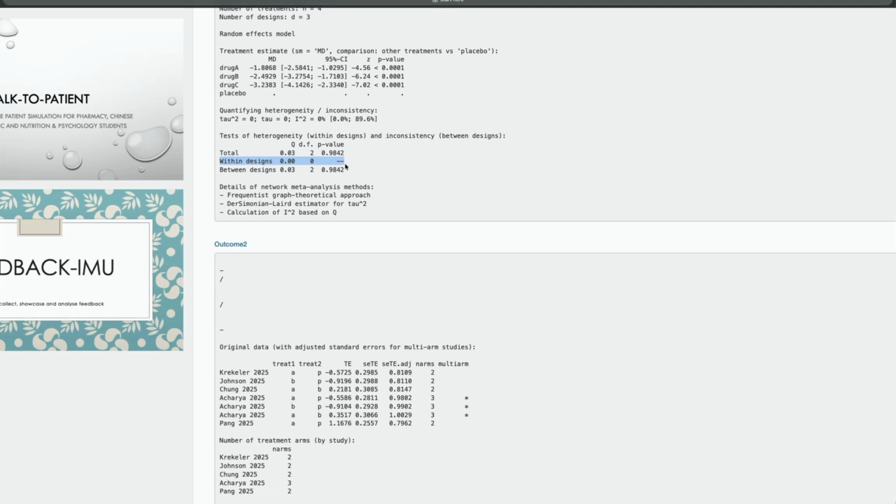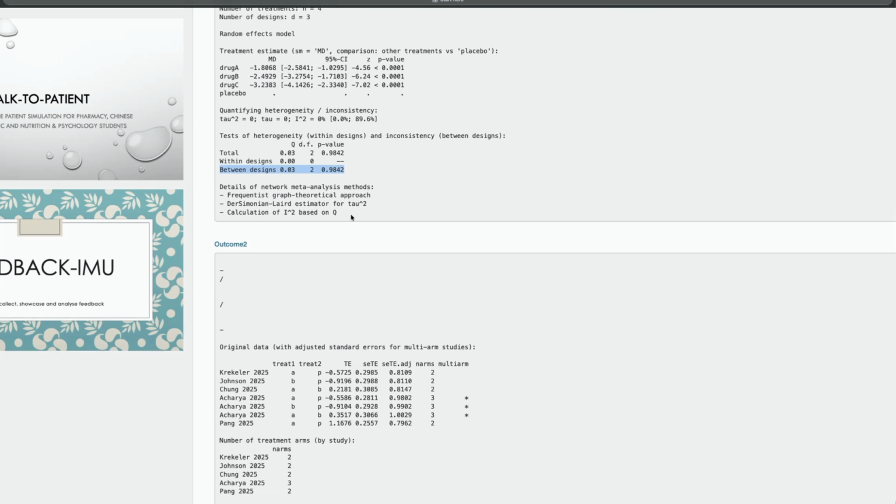Between design heterogeneity is also called inconsistency. It is unique to network meta-analysis. It checks for disagreement between different types of comparisons in your network. For example, it tests whether the direct evidence comparing drug A to drug B matches the indirect evidence inferred by comparing both of them to a placebo. If the p-value for between designs is less than 0.05, it signals statistical inconsistency, meaning your direct and indirect evidence are conflicting, and you should investigate why.